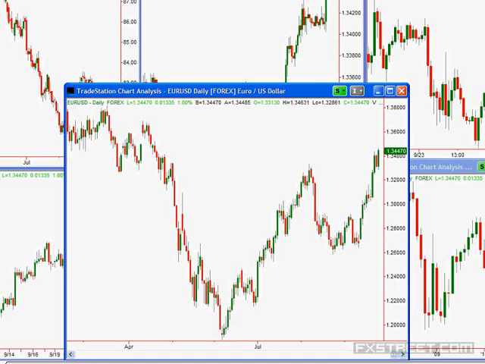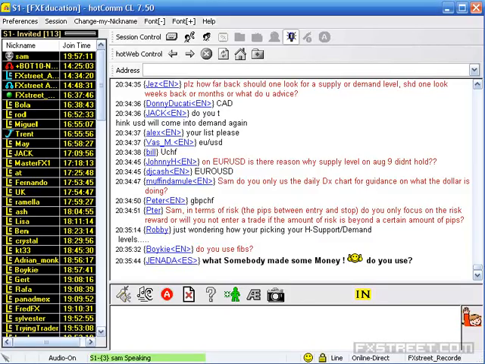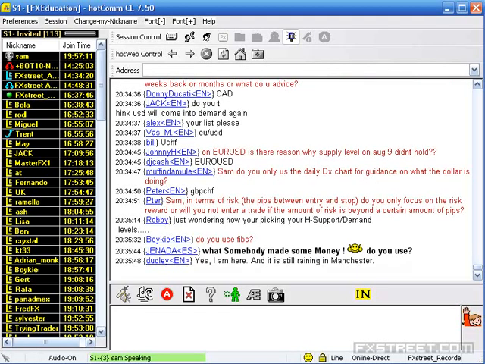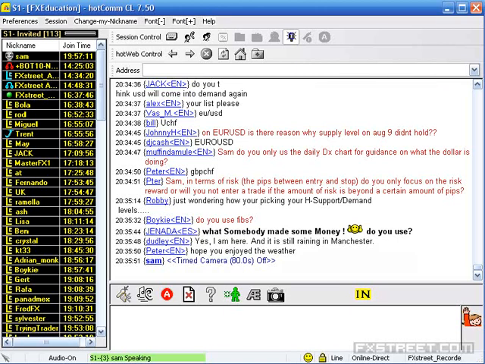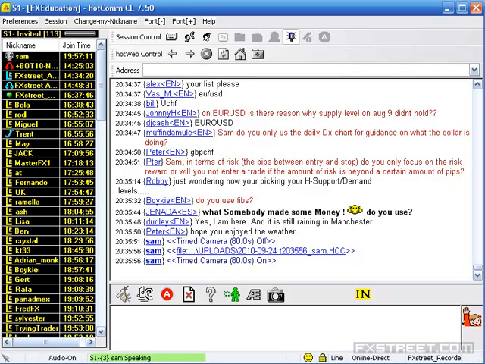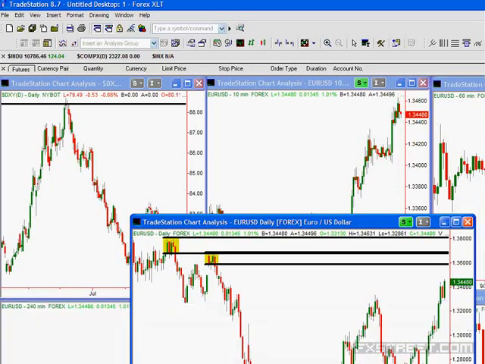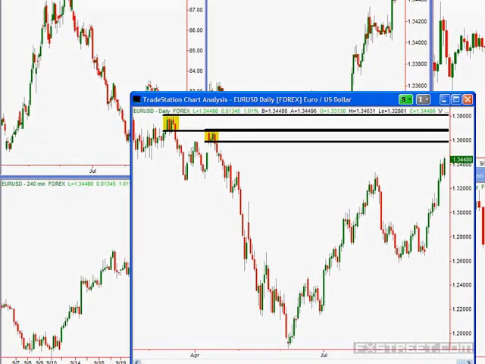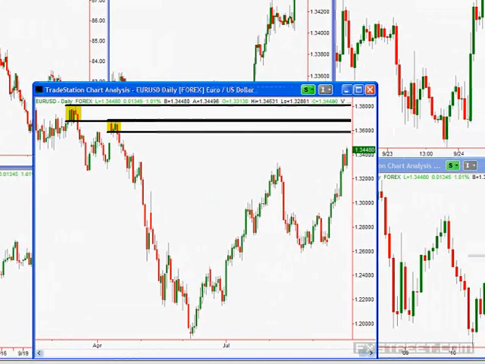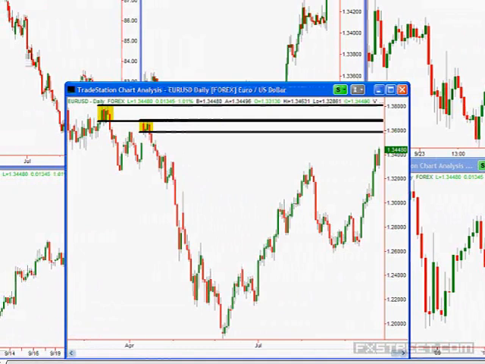Okay, let me grab the chart for you. Boyke, no, I would never use fibs. No. And the reason is because here. Dudley, yes. Still raining, huh? A week and a half later?